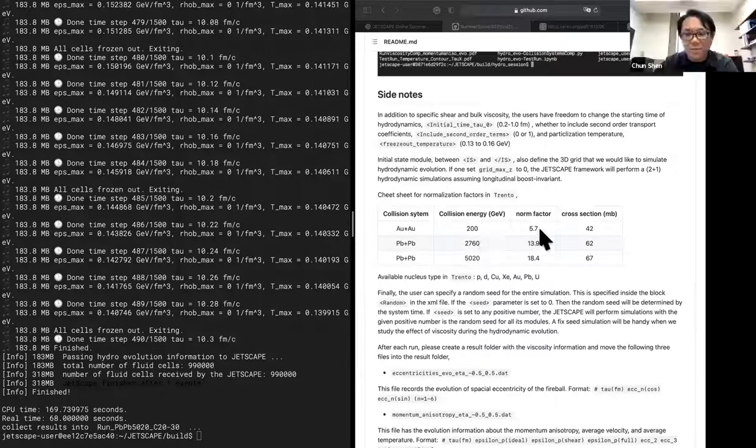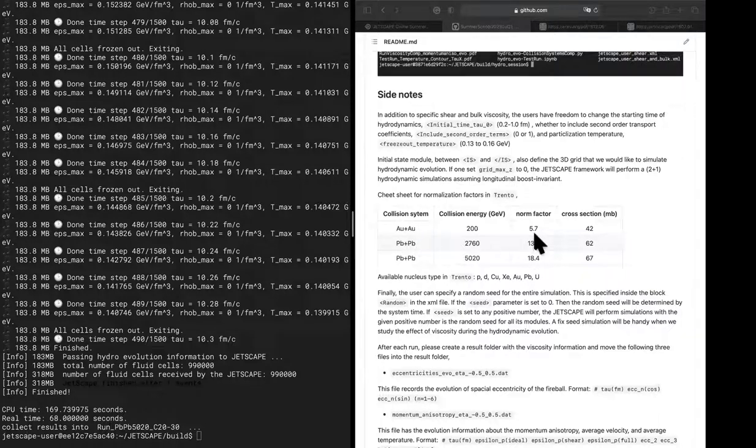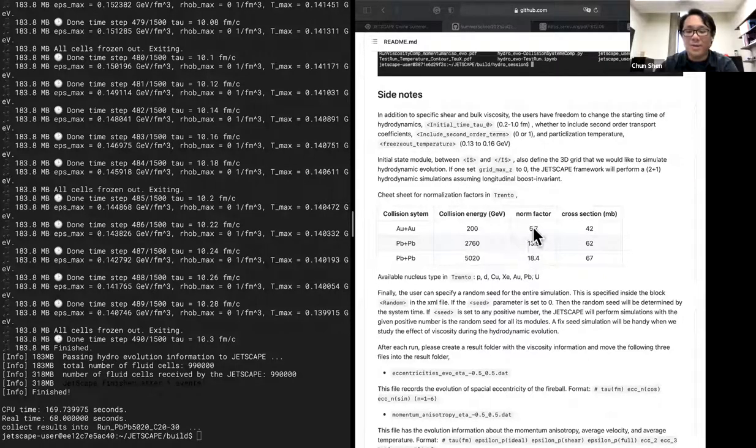So this normalization factor will not be a free parameter if you run 3D simulations. In that case, you can compute the total collision energy of the system to constrain it, and then this normalization factor can be constrained by the total collision energy, so it will not be a free parameter anymore. But in the 2D case, it's a free parameter we can tune.